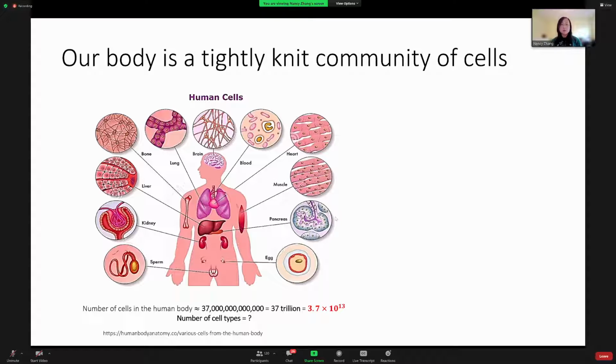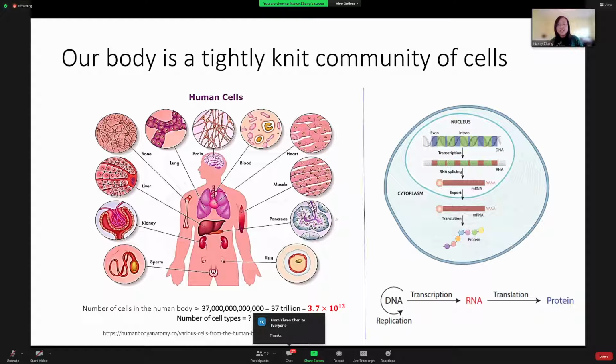Okay, so why do we want to do single cell experiments? The reason is because each of our body's tissues is actually made up of very heterogeneous mixtures of cells. Our body is a tightly knit community of cells working together so our tissues can function. So we would like to tease apart what kind of cells are in each tissue and what happens to these cells, say, when we get sick.